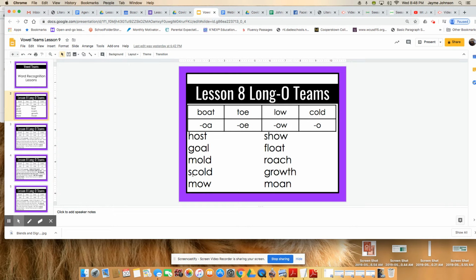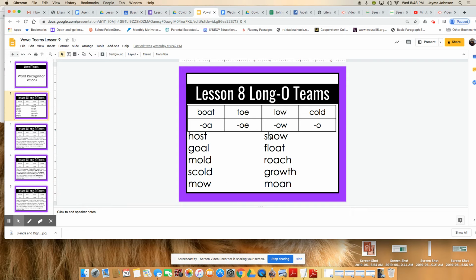Good. Next word. Find your vowel team. Oh, it's this one again. Here we go. I know this word is cold, so this word is scold. Scold. If you scold someone, it means you yell at them. Find your next word. Find your vowel team. Good. I know this word is low, so this word is mow.